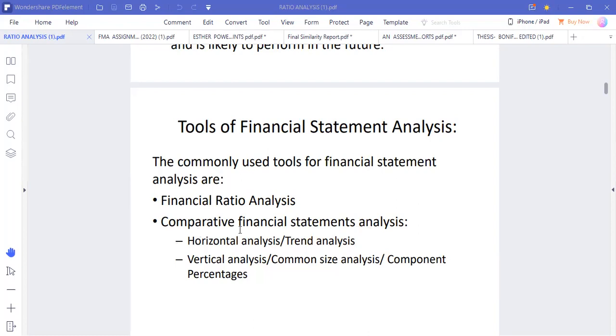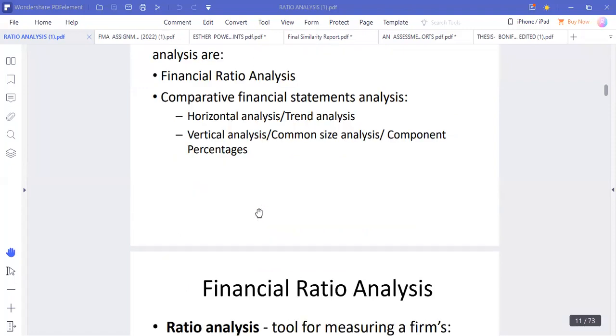Then the other one will be the comparative financial statement analysis, which will include the horizontal or trend analysis and the vertical or component analysis. So these are the ones that we're going to use in this particular assignment. But of course, for you to appreciate this, we'll start with the ratio analysis.